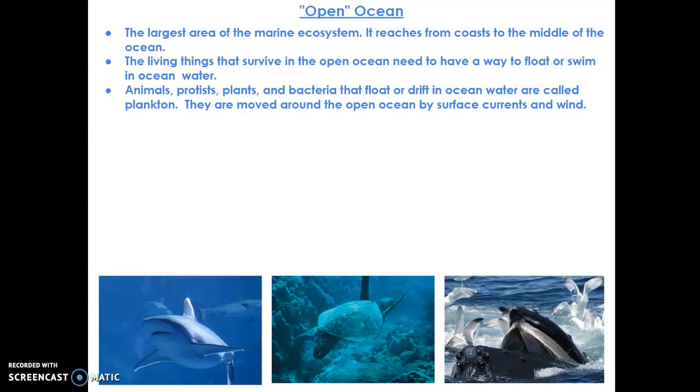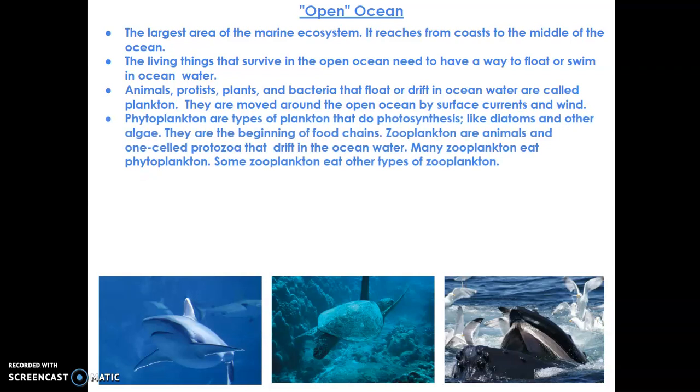Next, down to that third bullet point on your notes, it's called phytoplankton. And those are types of plankton that do photosynthesis, which would be making their own food from the sunlight. And this is the beginning of food chains. So phytoplankton are types of plankton that do photosynthesis, and these are the beginning of the food chains.